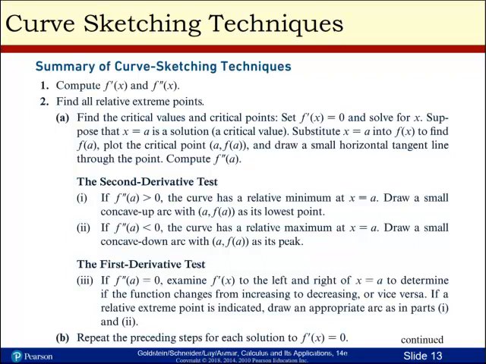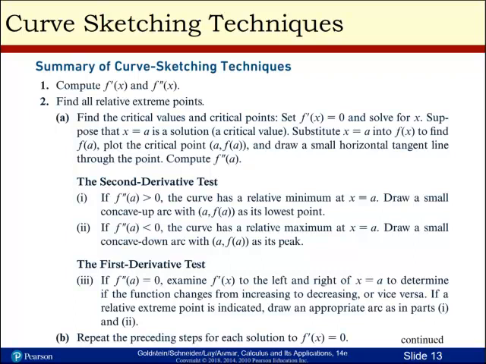Set f prime of x equal to 0 and solve for x. Suppose that x equals a is a solution, or a critical value. Substitute x equals a into f of x to find f of a. Plot the critical point, always plot the critical points, and draw a small horizontal tangent line through the point so that you'll know that it flattens out there.